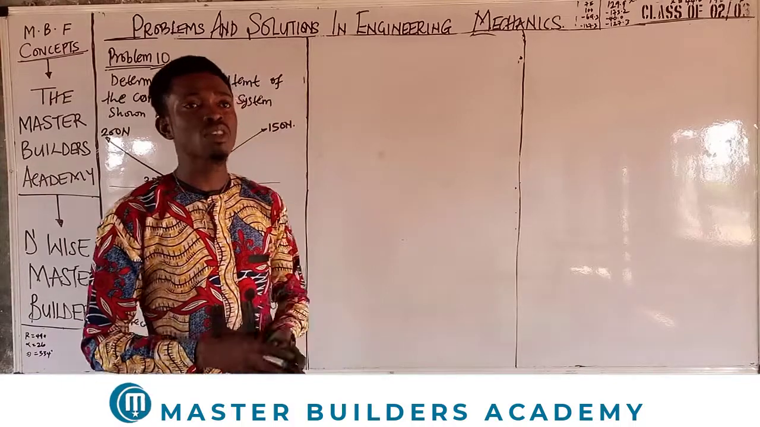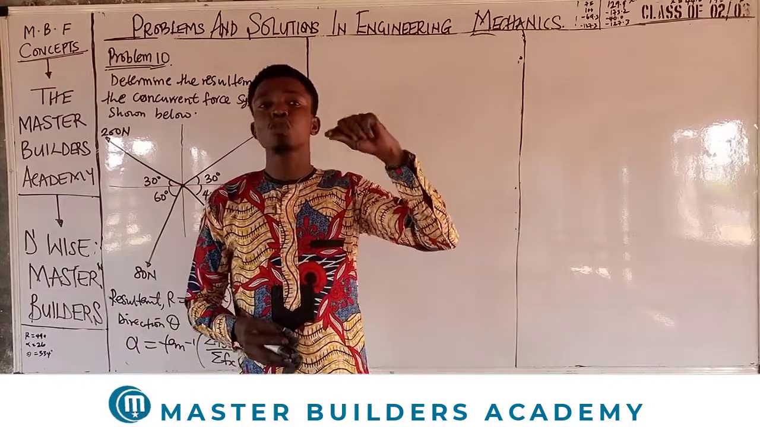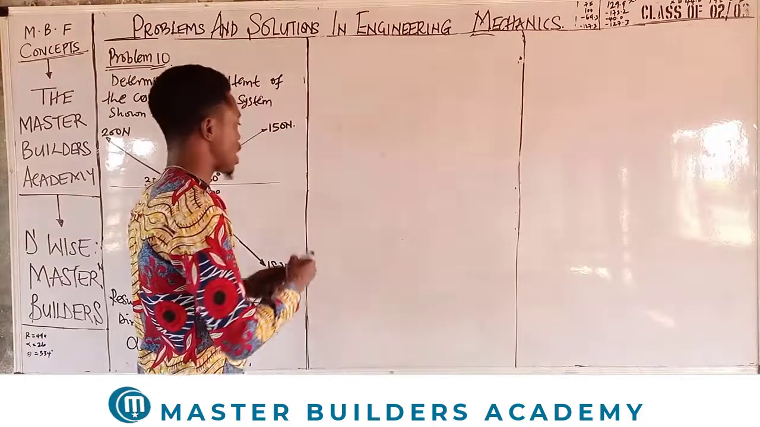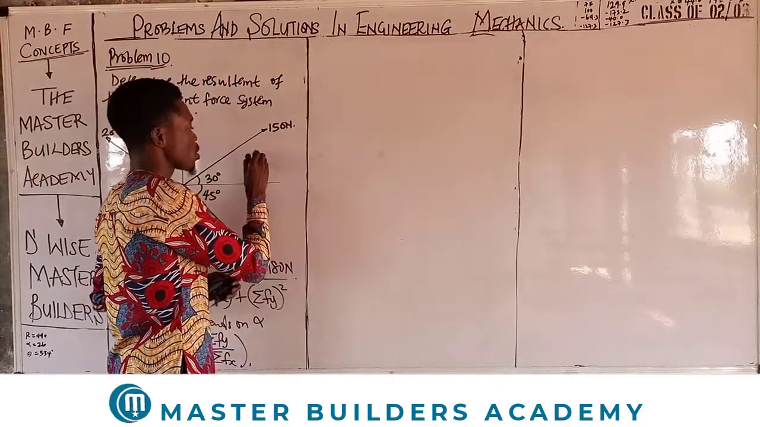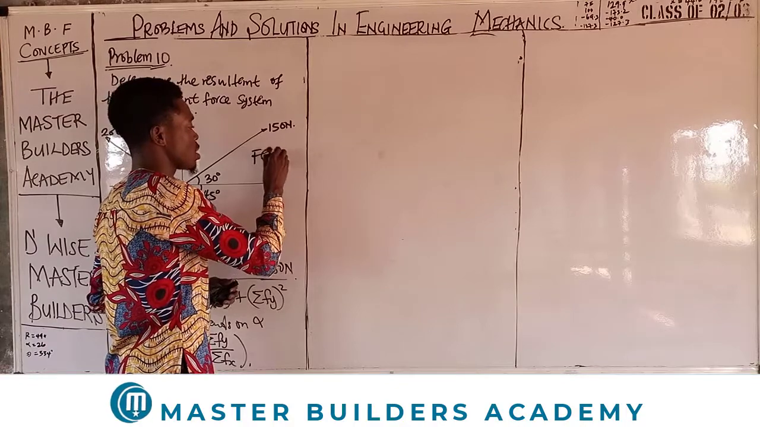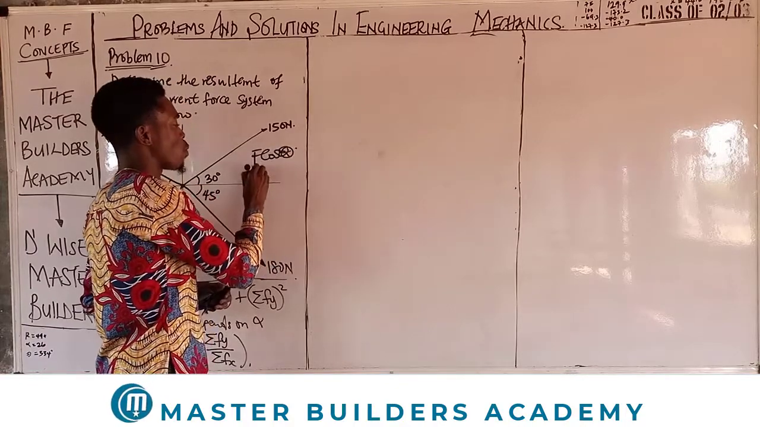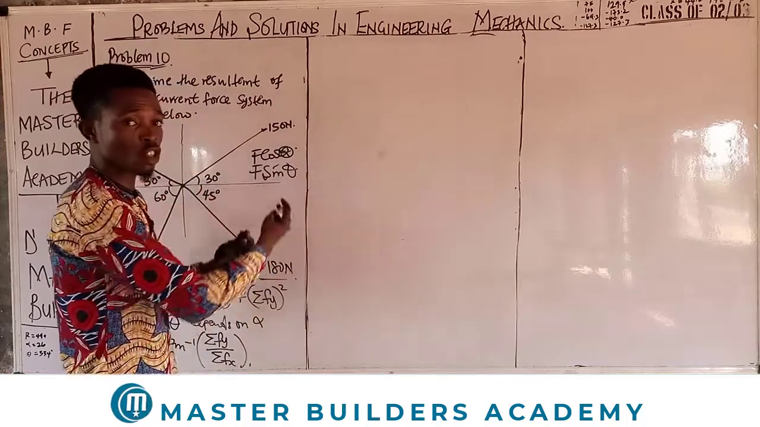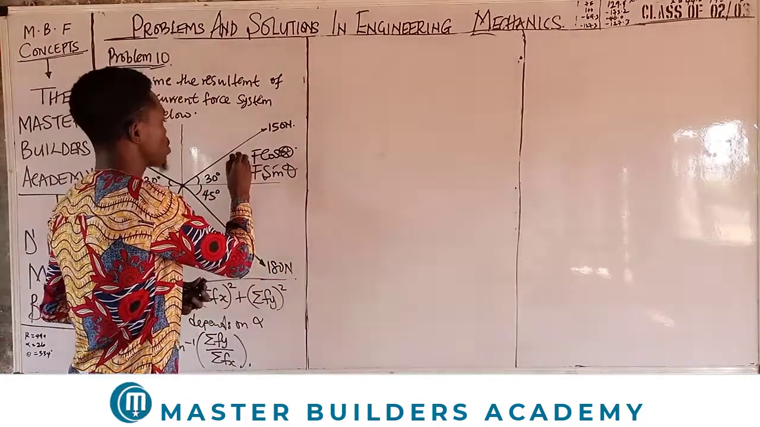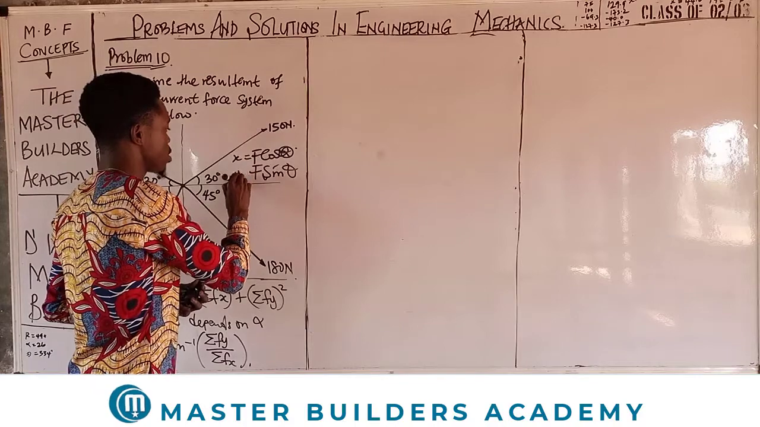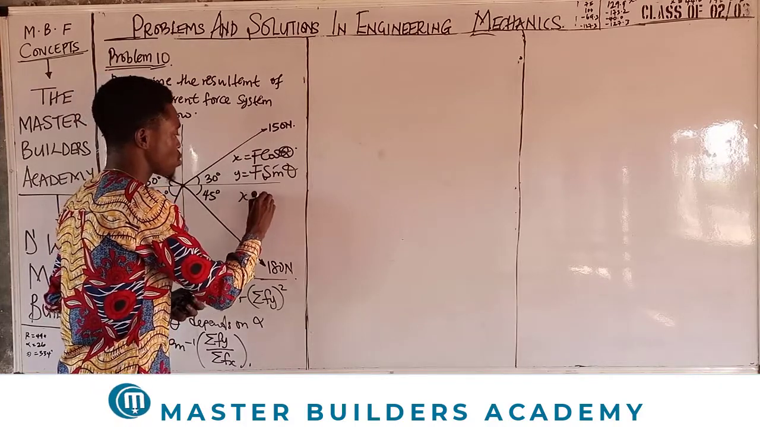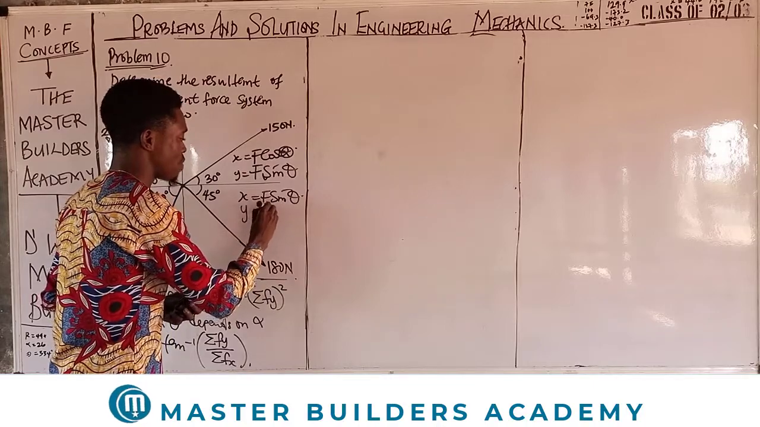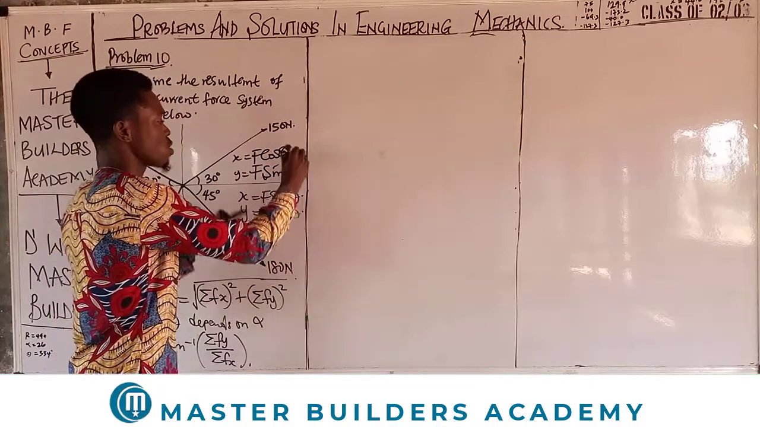But one of the things is that when you are using the direct method, you need to understand the position of the angles. Sometimes when you are resolving along x, you have F cos theta, and when you are resolving along y, you have F sin theta. But in most cases, it's not always like this. Sometimes, when you are resolving along x, this is x, this is y, you now have F sin theta. And in another case, when you are resolving along y, you now have F cos theta. So these are the two cases.